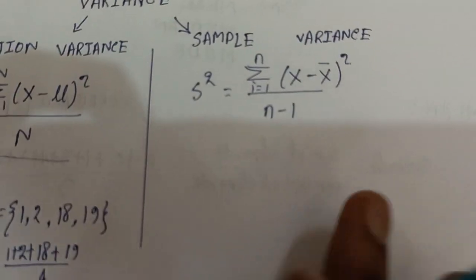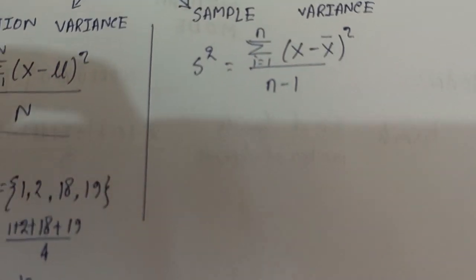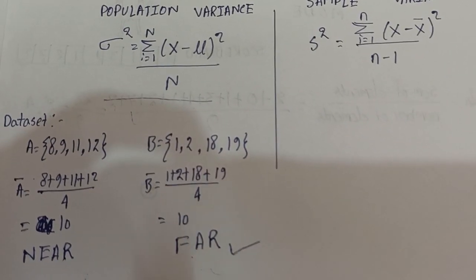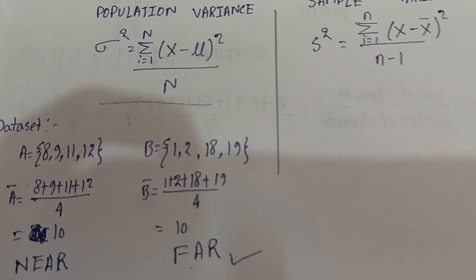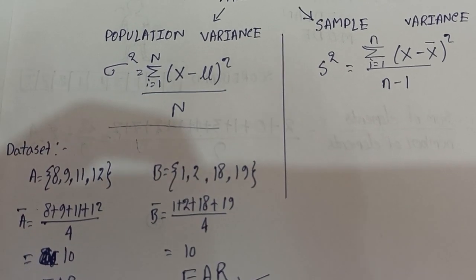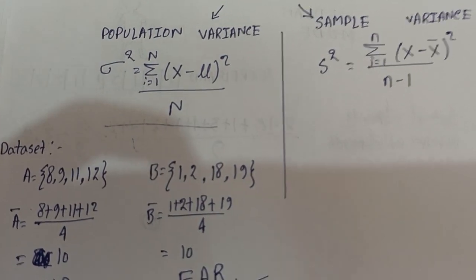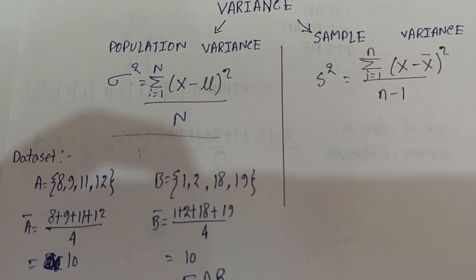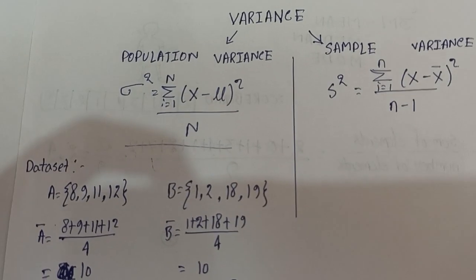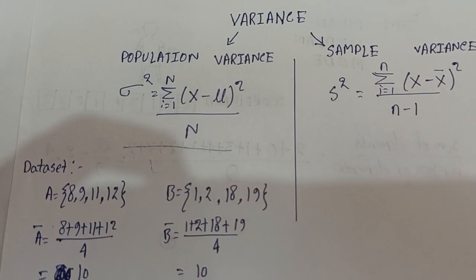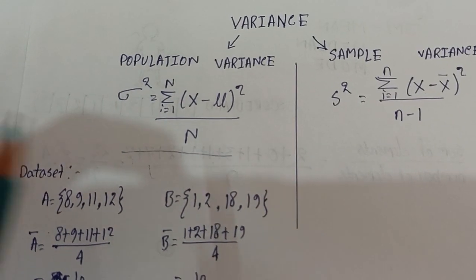Let's come to the sample variance. The population variance is where we are calculating the whole thing for the complete population. Say you have 100 samples and you are calculating the variance for the 100 samples, that is the population variance.